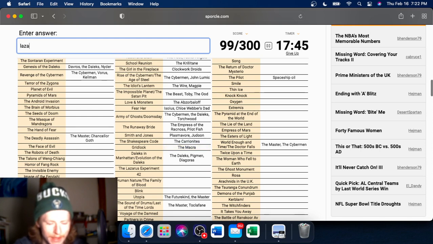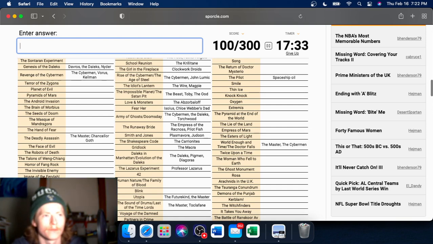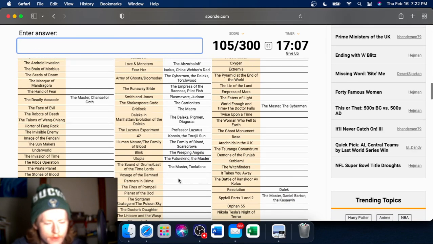Lazarus Experiment is the Lazarus Monster. 42 is the... starts with a T. Not Tajiri, that's a wrestler. Taraji Sun? Taraji Sun? There we go. Double I. Taraji Sun. Family of Blood is the Family of Blood. Blink is the Weeping Angels. The Master comes back for Utopia and Sound of Drums. Voyage of the Damned is the Heavenly Host.